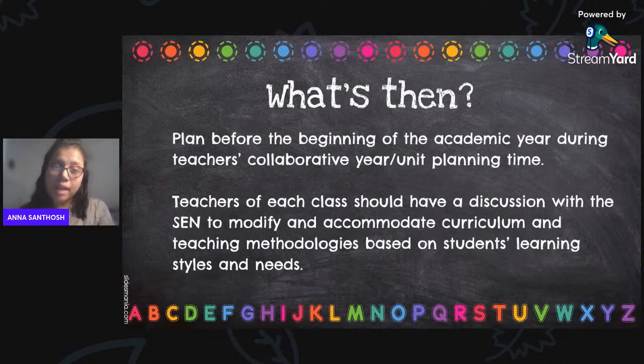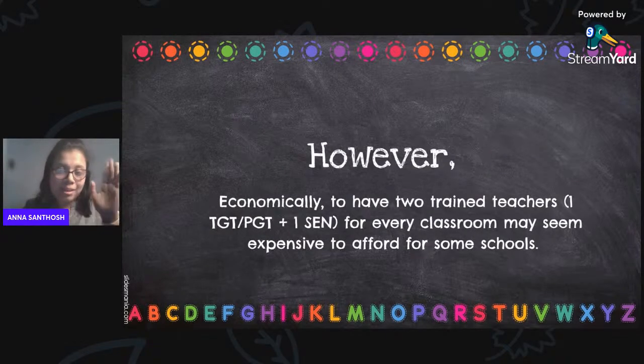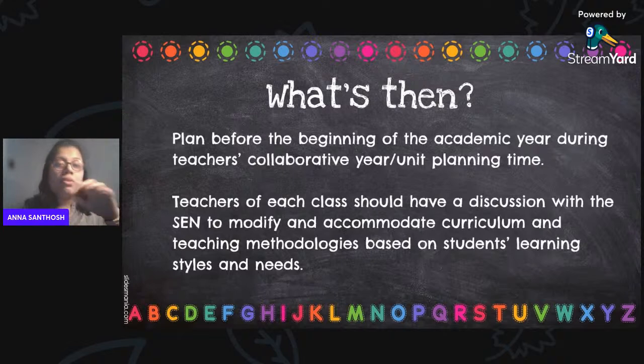However, if our school is not able to afford a pattern like this, one thing we can do is plan before the beginning of the academic year, during the teachers' collaborative unit planning time. If you include the SEN teacher at that time, I think in many IB schools they have workshops for teachers prior to the beginning of the academic year, where they plan and set the year plan and unit plan. So at that time, you can have a discussion with the SEN teacher.